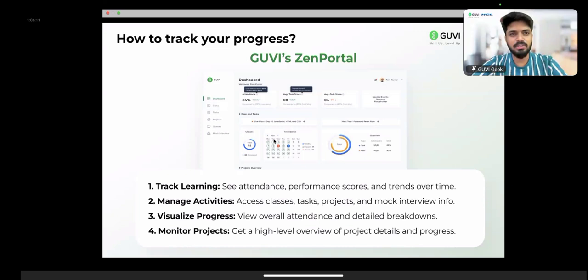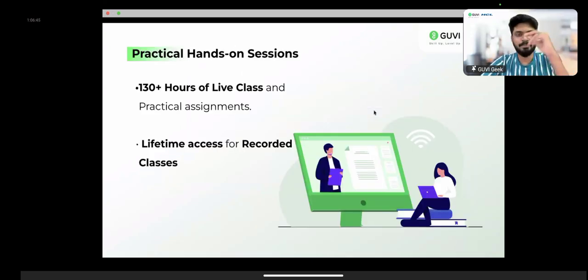Okay. So this is how the GUVI Zen portal works. You might be able to see your attendance, your tasks, how much you have completed, your quiz score, your classes, how much you have completed, and your attendance. In total, you can see classes, tasks, projects, queries, mock interviews, everything in the same dashboard itself.